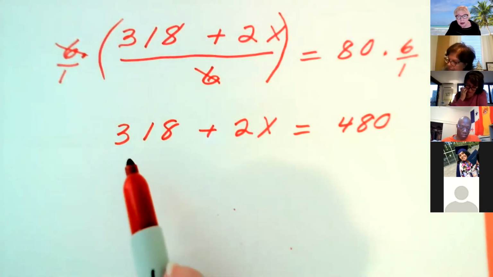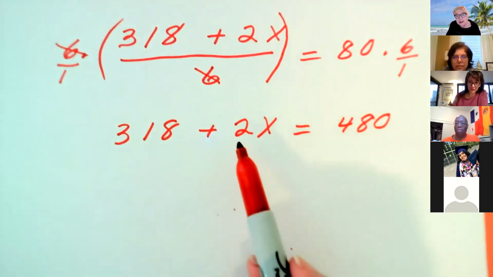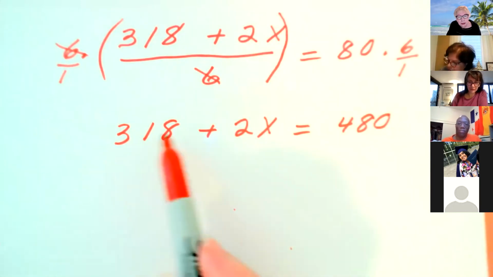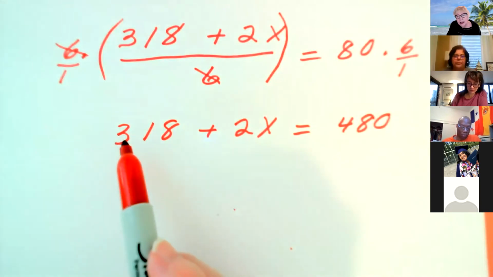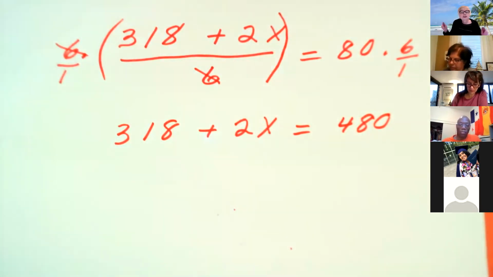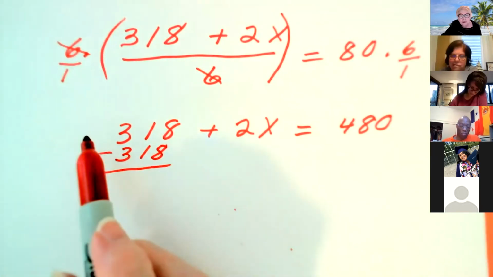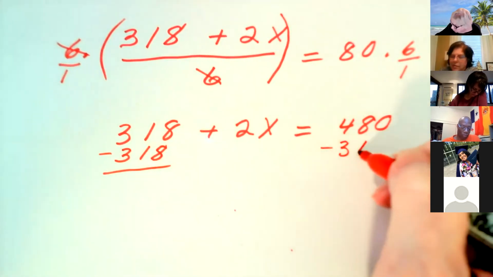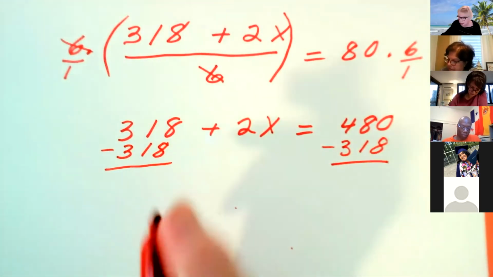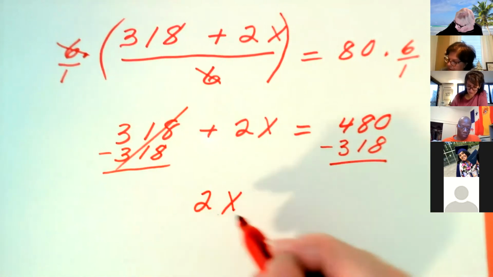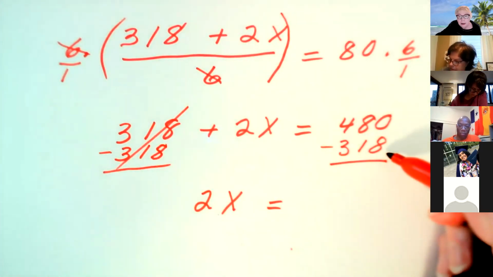Now forget the mess up here. This is where we're at. This is a 2-step problem. The x times the 2 and the 318, which is a positive. What did you do first? Get rid of the 318. 318 is our target. We're going after it. I see it as positive because there's no negative to it. And so I'm going to have to subtract 318 from both sides. Gone. I'm left with 2x. And over here, 480 take away 318.